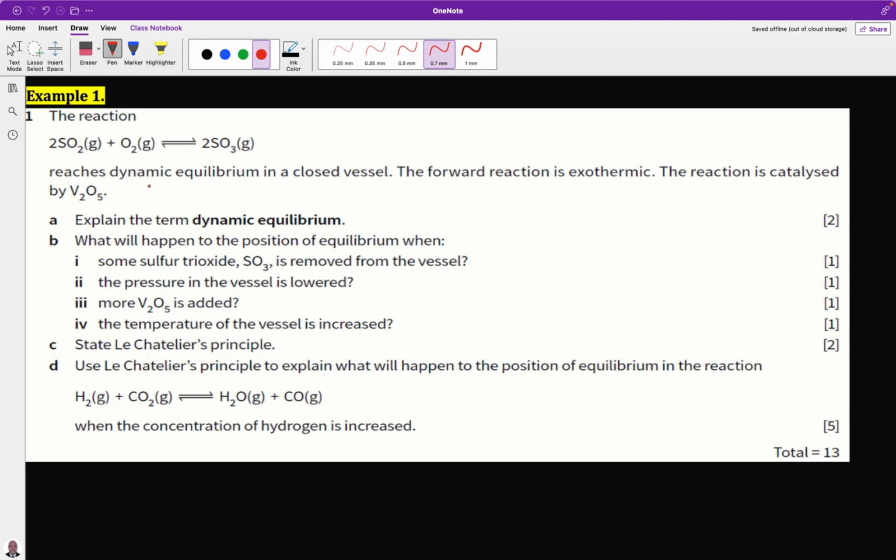Once more, if the temperature of this vessel is increased, the equilibrium is going to shift from right to left.